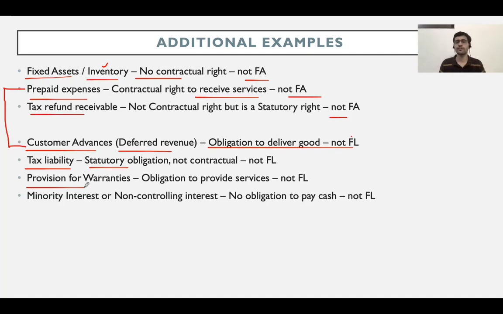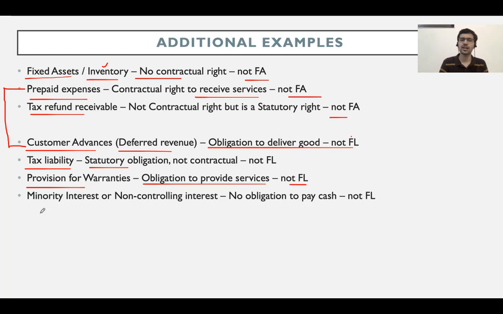This again is not a financial liability, because it's an obligation for me to provide services to you. I will be providing warranty services to you, or any repairs and damages that I will actually make good for you in future. Therefore, it's not an obligation to pay cash, but it's an obligation to deliver services, and therefore again not a financial liability.